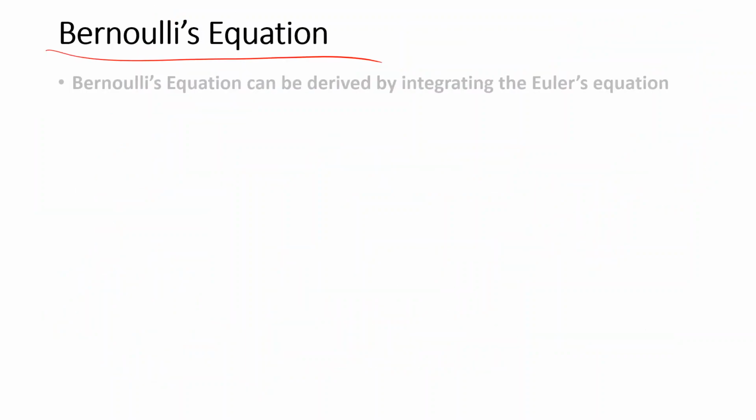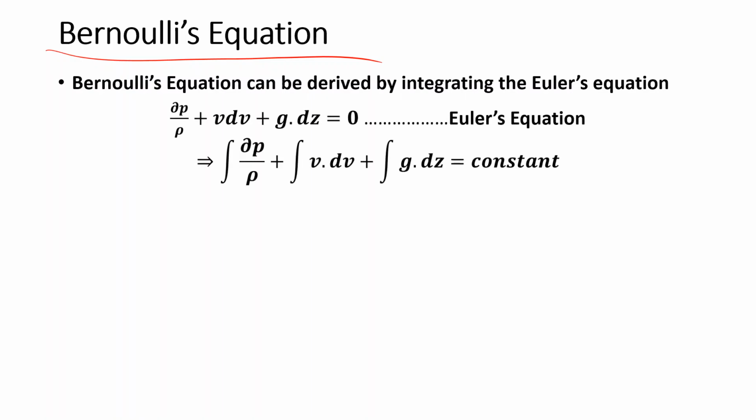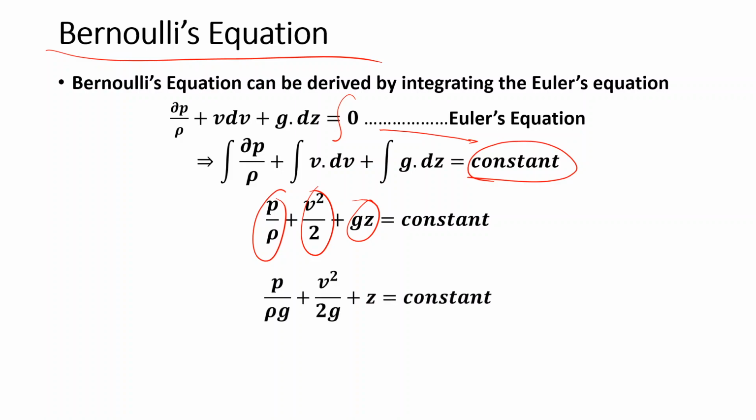So in Bernoulli's equation, we simply integrate the Euler's equation, that is this one, and by integrating we get a constant on the right hand side, because integration of 0 would be a constant, and after that we'll get this form of the equation. Here it is difficult to make sense of all these terms physically, so what we do is we divide everything by g. Then we get p by rho g plus v square by 2g plus z equals a constant. So this is called the Bernoulli's equation.